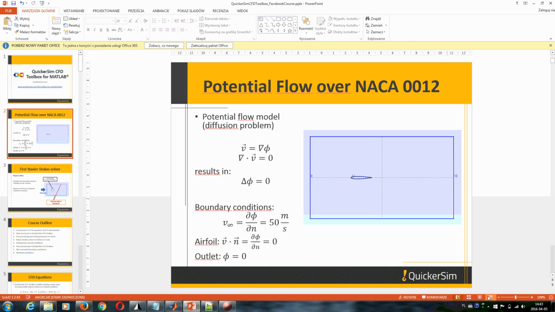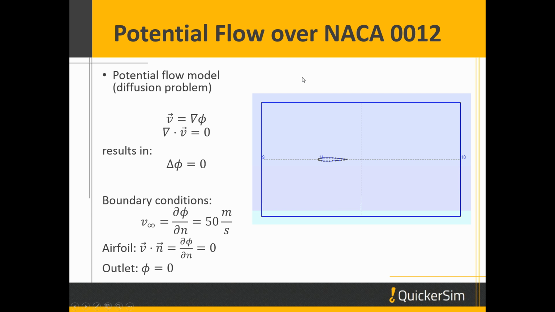Today we are going to perform the first fluid flow simulation, and what we are going to do is simulate the potential flow over a NACA 0012 airfoil. As most of you probably know, potential flow is the most basic type of flow model, so this probably will not have very big practical implications for your simulations, but we think it is very nice to show on this very simple example the idea of performing simulations in this MATLAB Toolbox.